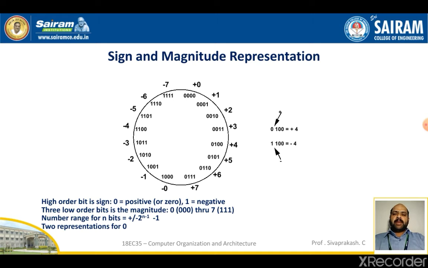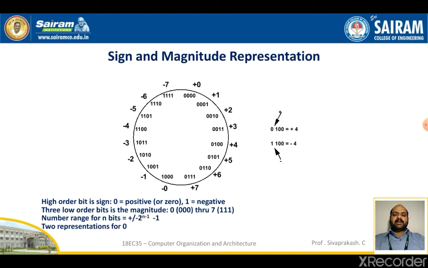Okay, so for the remaining 3-bit data, obviously the 3 lower bits are the magnitude data. It starts from 000 through 111. In such a way, we are going to have the representation. The range for n bits is going to be plus or minus 2 to the power of (n minus 1), total minus 1. In such a way we are going to represent that.